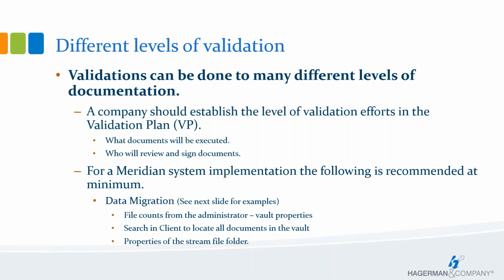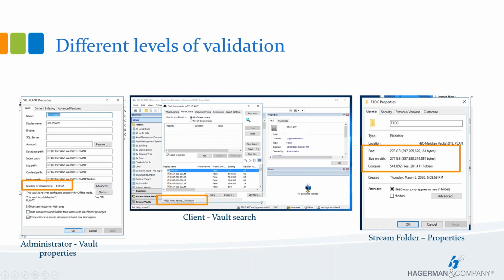Any upgrade or migration that I do, whether it's validated or not, these are three things that I typically always make sure to take a picture of. For the data migration, always take a file count from the Meridian administrator. Always do a search in the vault to make sure that all of the documents are accounted for before and after, and then properties of the stream files. So at a bare minimum, I would suggest that everybody do at least this as a validation step during the migration.